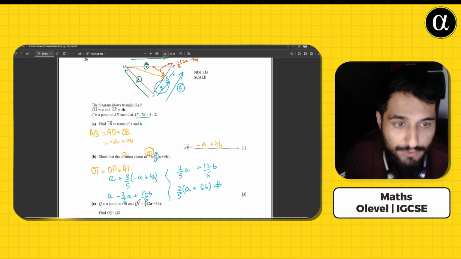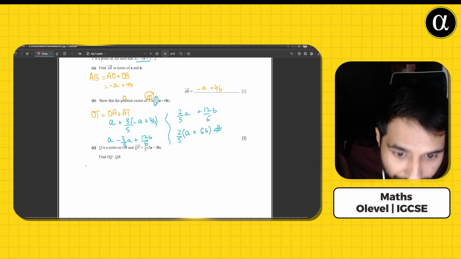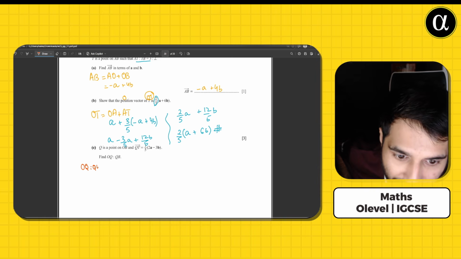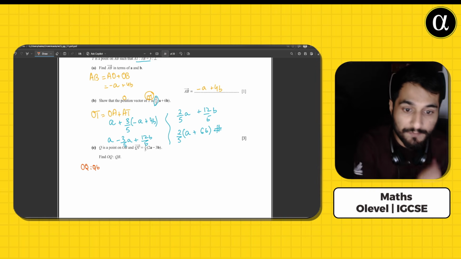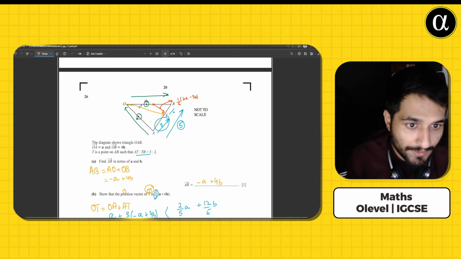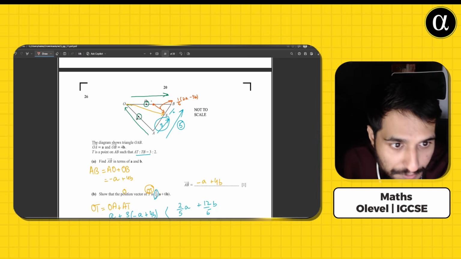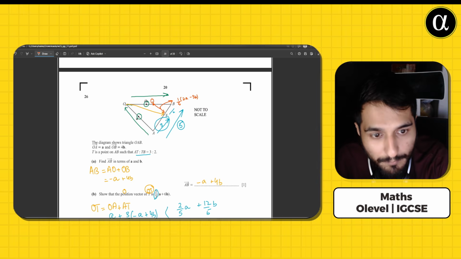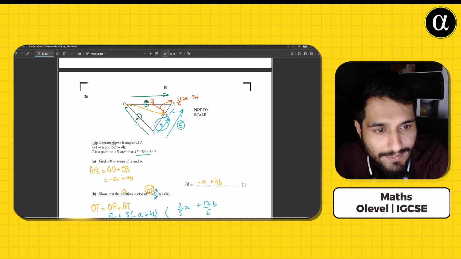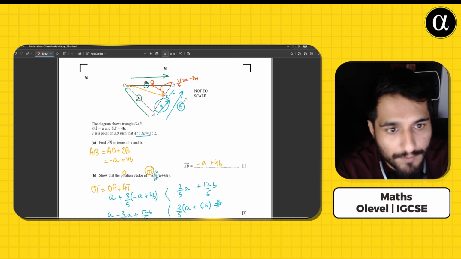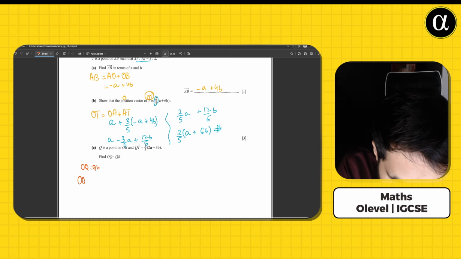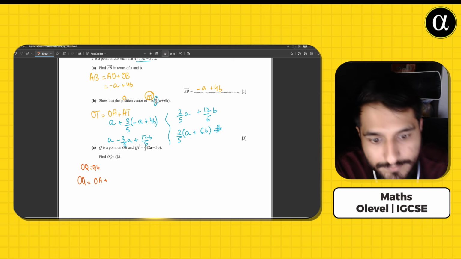So what are we going to say? In order to find the ratio of OQ and QB, we need the values of OQ and QB. Do we have the values? No, we don't. So we need to find it. How can we find OQ? In order to find OQ, we can select an alternate path that can probably be OA, AT, and TQ. So OQ is going to be OA plus AT plus TQ.